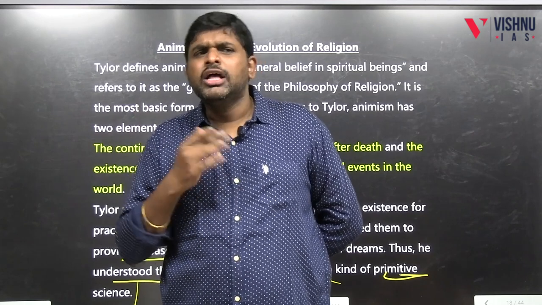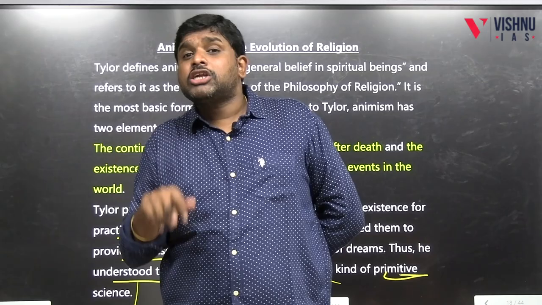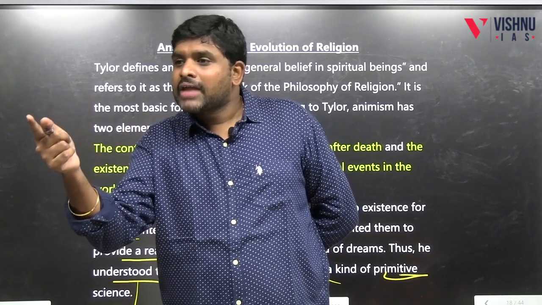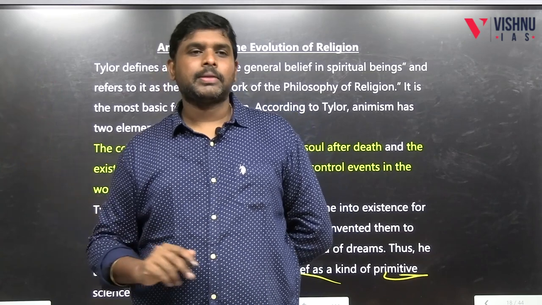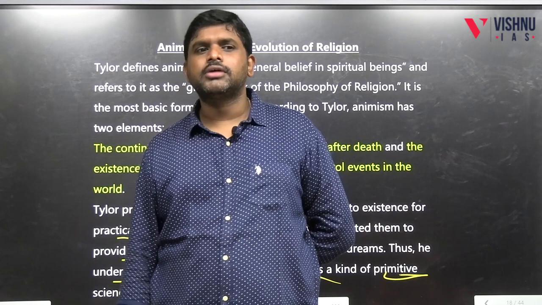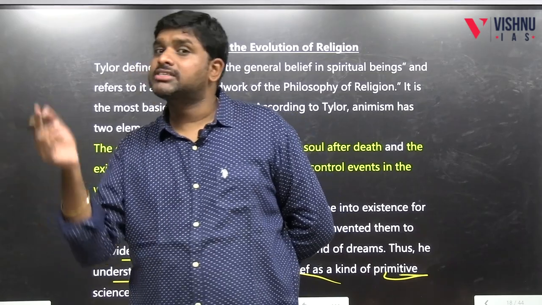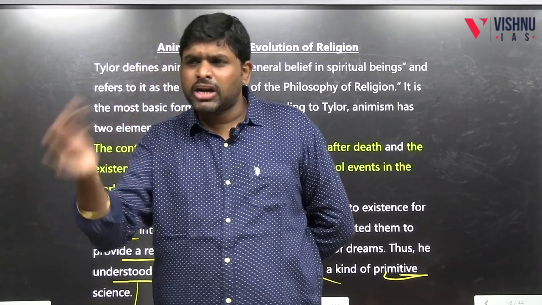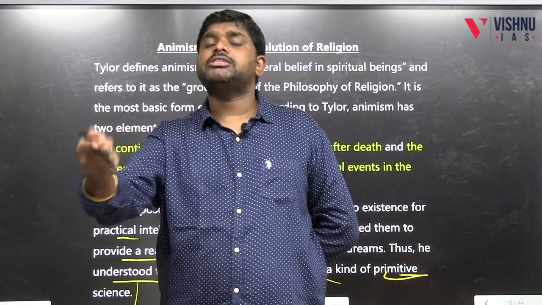So E.B. Taylor told, why did people start accepting animism as a religion? Because people got satisfied with the answers given by animism. Hence he called it science, but what type of science? Animism is called primitive science. Previous question is this: animism is called primitive science. It is a 10 marker question. First we discuss animism, then we say it is not logical, but primitive man is satisfied with the answers given by animism. Hence it is called primitive science.